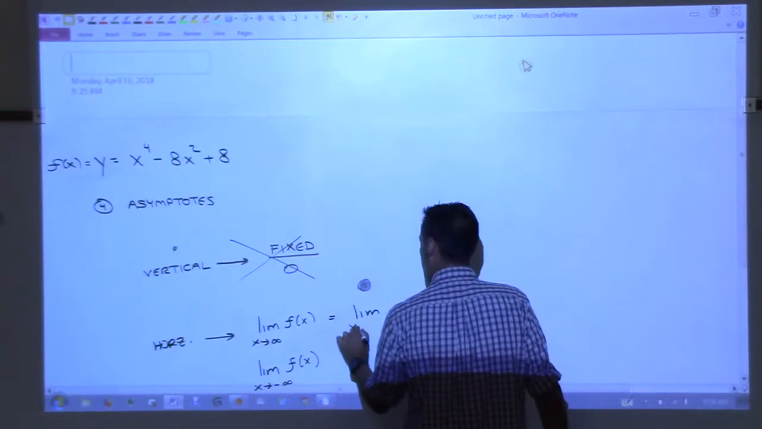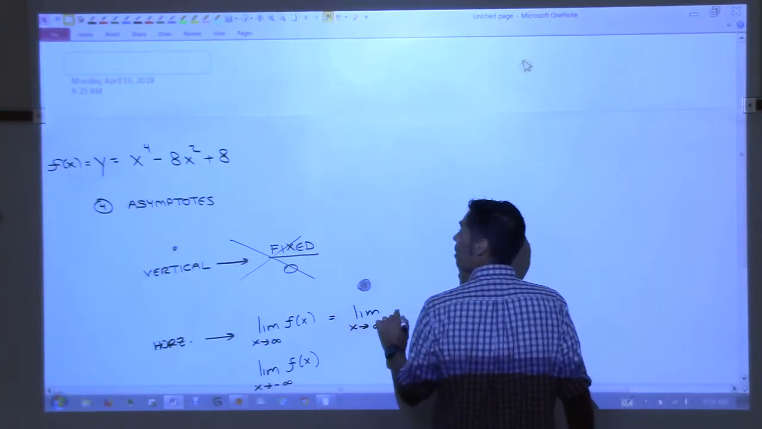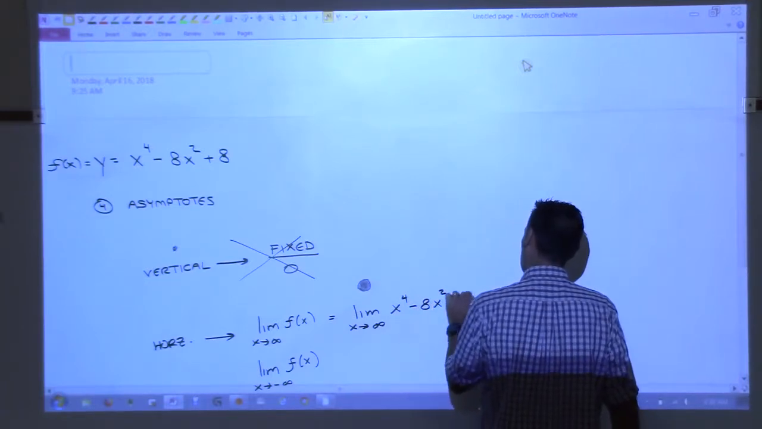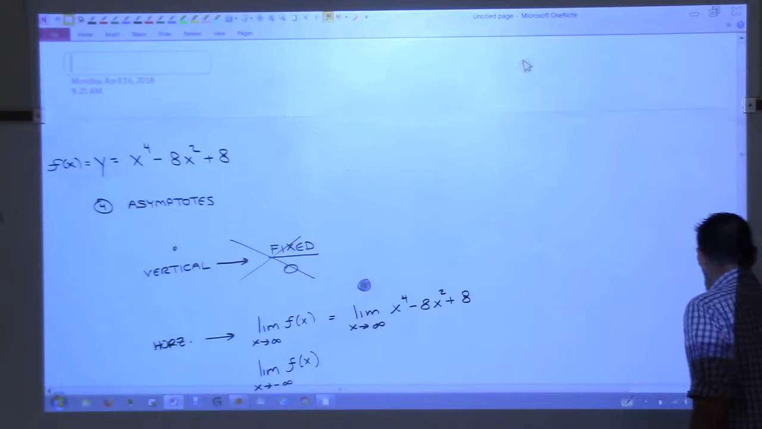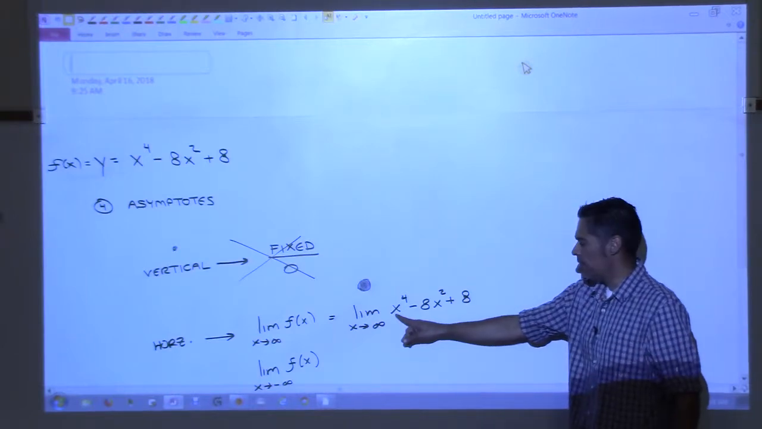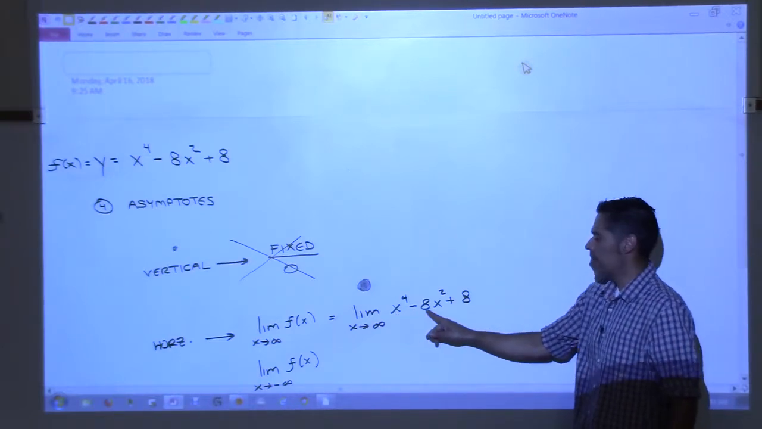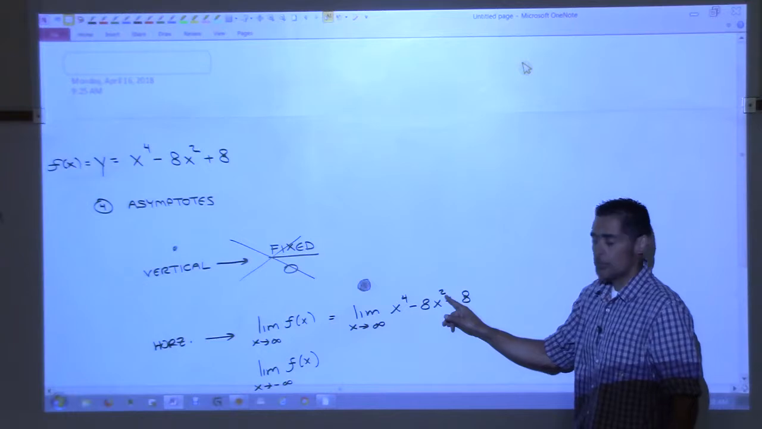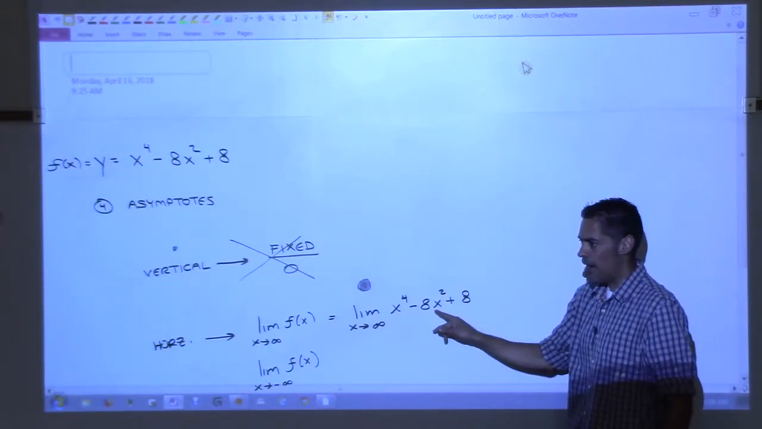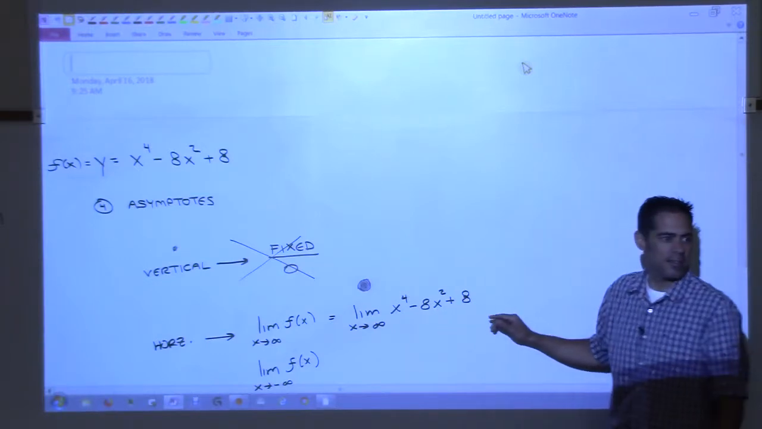All right, so let's do this. Limit as x goes to positive infinity of x to the fourth minus 8x squared plus 8. What happens there? You have infinity to the fourth power, which is still infinite, right? Minus 8 times infinity squared. So you think this is going to overwhelm this? We talked about this already, right? It will. And then 8 doesn't matter.